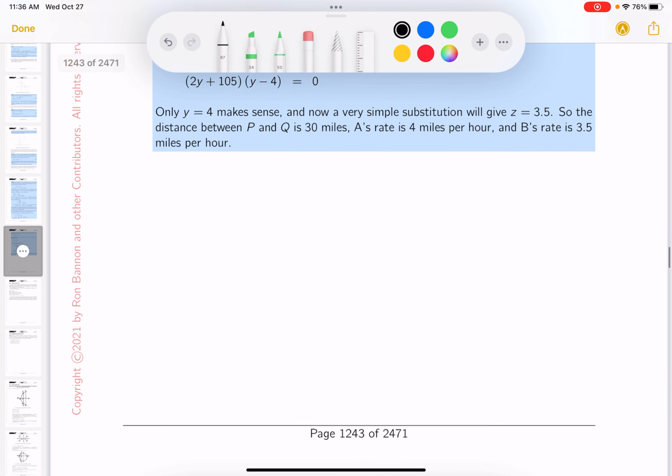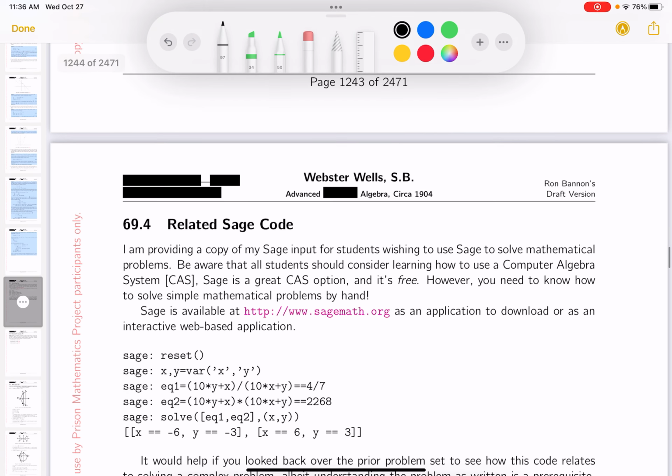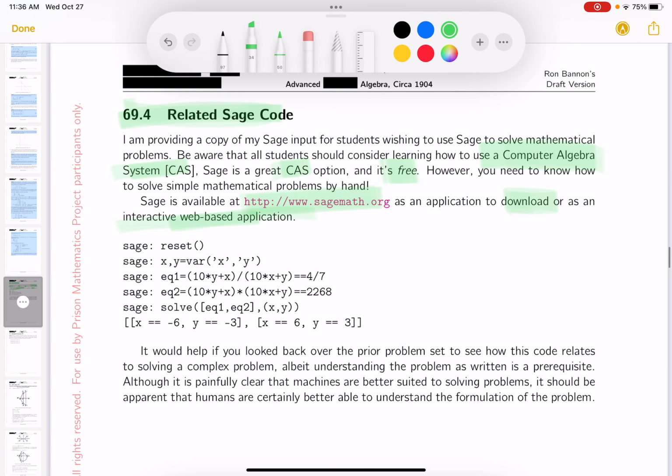All right, so I want to just go through that and get to the Sage business over here. What's Sage? We've been saying this a lot, haven't we? Computer Algebra System, CAS for short. It's open source software. Go here. You can either download it or use the interactive web-based application. And you can be surprised that Sage can actually solve these systems. All right? And it really does, it does quite a good job at it. And it's certainly a lot faster than I can do it by hand.